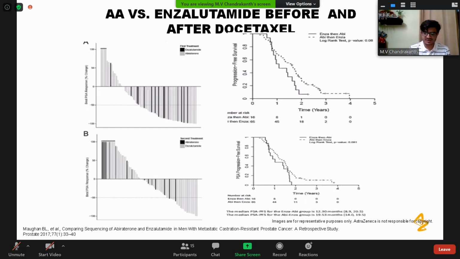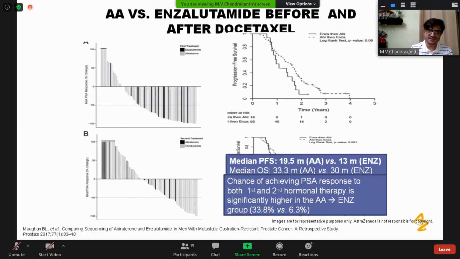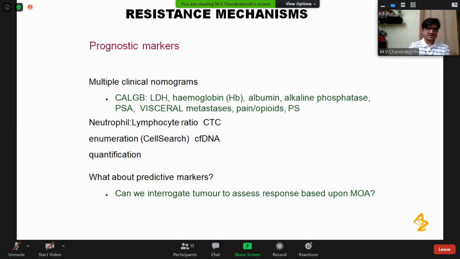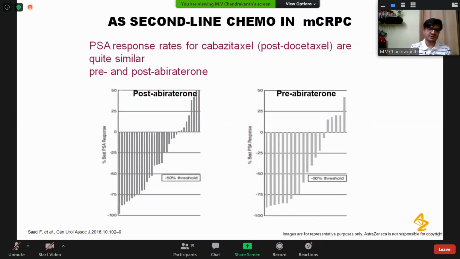These are all retrospective data from which we can infer. There are no randomized trials to address these issues. So if I am using abiraterone first and then enzalutamide, the chance of response and PFS is better. Then coming to resistance mechanisms, there are multiple nomograms that have come up to predict whether patients will be resistant or not. None of them have been that successful, but if there is primary androgen resistance, with abiraterone 1 out of 3 patients will respond, whereas with enzalutamide, 1 out of 4 will respond.